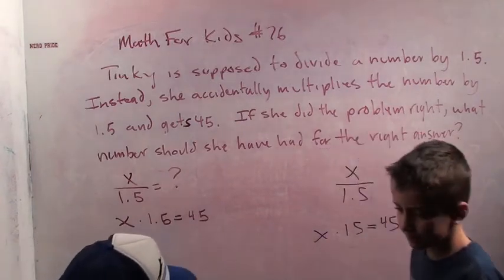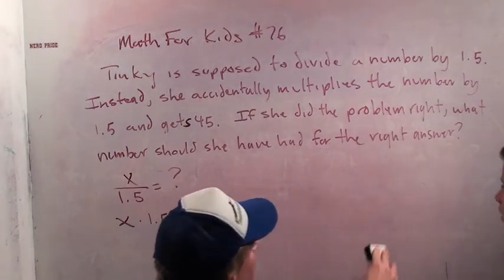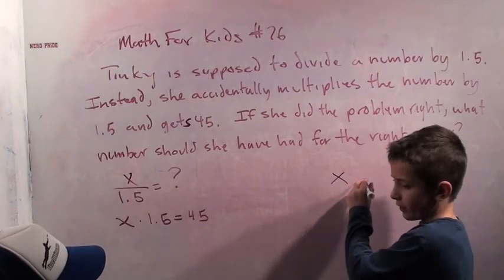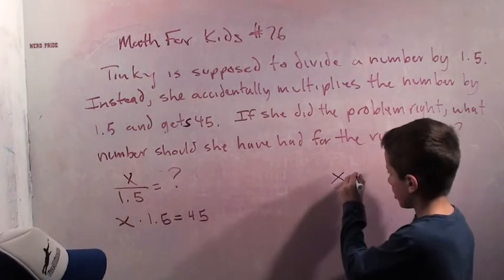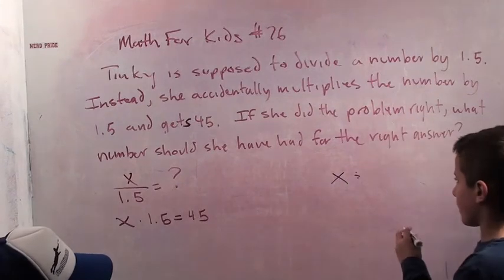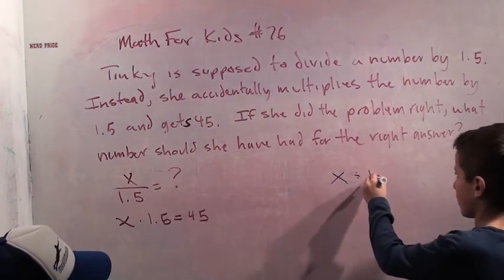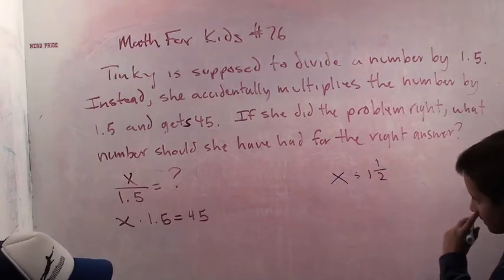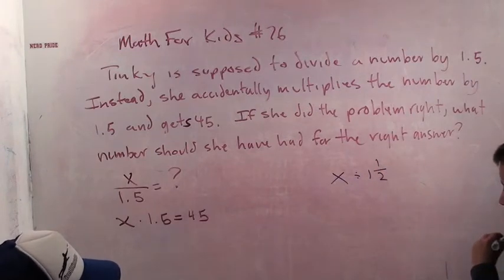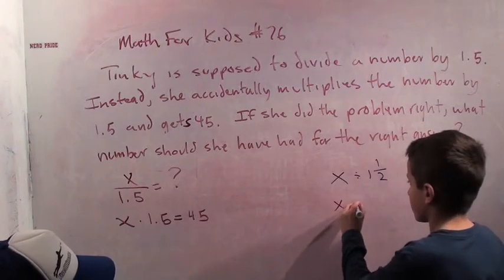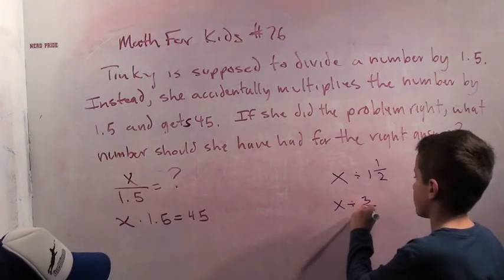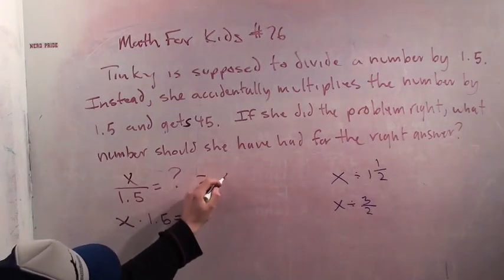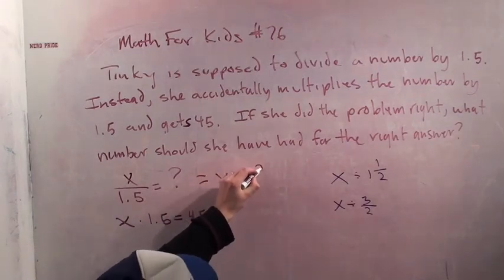Wait, just back up. I'll erase over here. x over 1.5 is the same as x divided by 1.5. And what's another way we can write 1.5? X divided by 3 halves. So let's write it that way. x divided by 1.5 is the same as x divided by 3 halves.